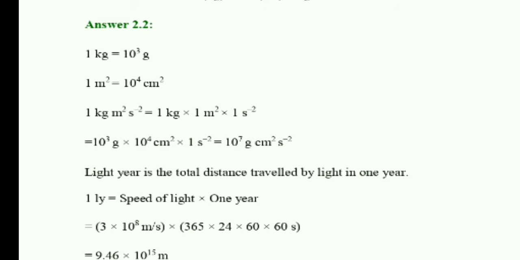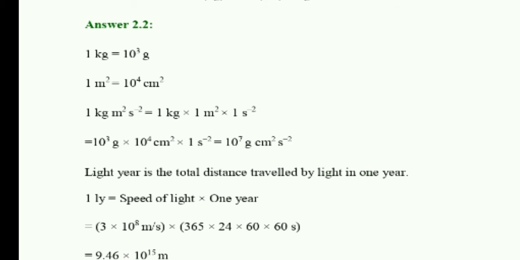Now put these values. 1 kg meter square per second square equals 1 kg into 1 meter square into 1 per second square. That is equal to 10 to the power 3 gram into 10 to the power 4 centimeter square into 1 second square. That is 10 to the power 7 gram per centimeter square per second square.